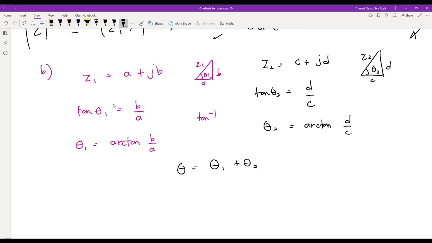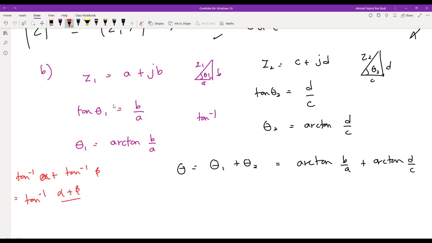We haven't found theta yet, but this equation means arctan B over A plus arctan D over C. And then there is an equation for this. It is given in trigonometry for arctan, or tan to the power of minus 1, of alpha plus tan minus 1 of beta, which is equal to arctan of alpha plus beta over 1 minus alpha beta. So this will be the equation. You can find it from books.